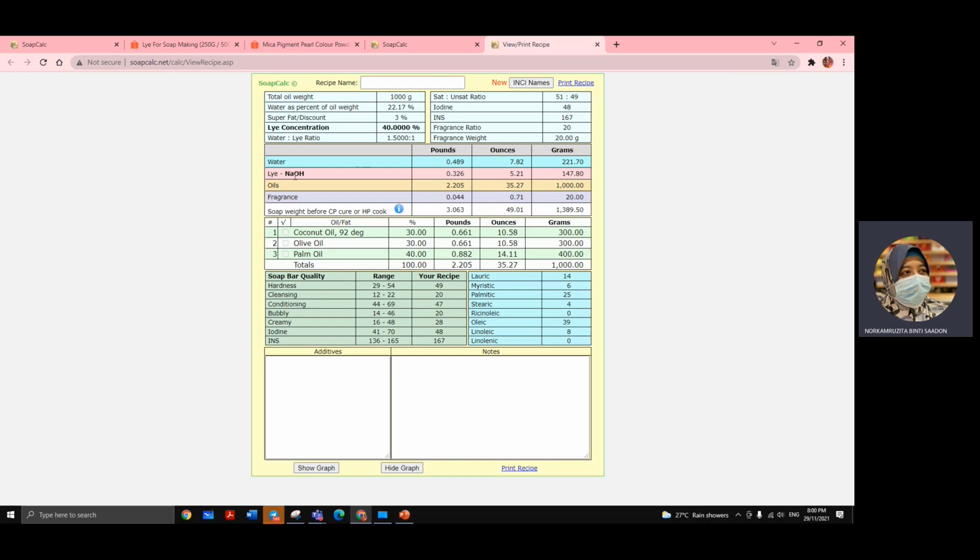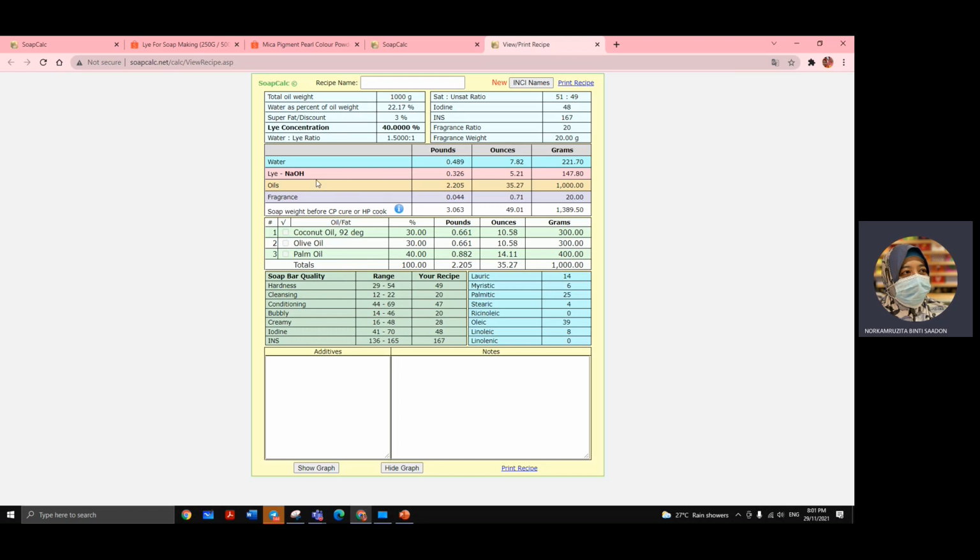Therefore the amount of water you need to dilute your sodium hydroxide is 221.7 grams of water, and you need sodium hydroxide, which is 147 grams. And then the amount of oil is 1,000 grams, and the fragrance is 20 grams. So what do you need here? For coconut oil, you just measure 300 grams, olive 300 grams, and palm oil 400 grams. Total up to be 1,000 grams.